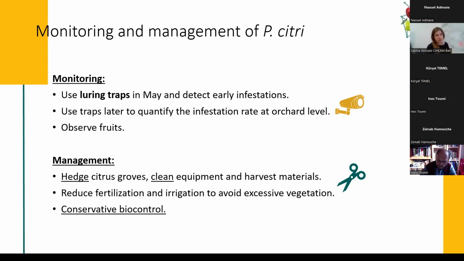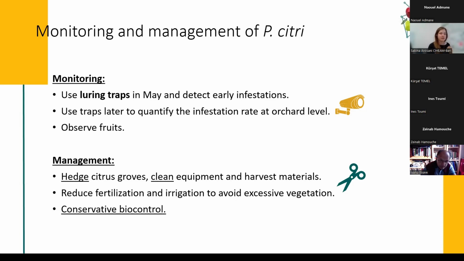It's really important to manage the plant, to prune, so have a good vegetation amount in your canopies, because in this way there is ventilation, you allow air and light to enter the canopy, so reducing the infestation rates, also the growth of the sooty molds, but also allowing natural enemies to enter the canopy.